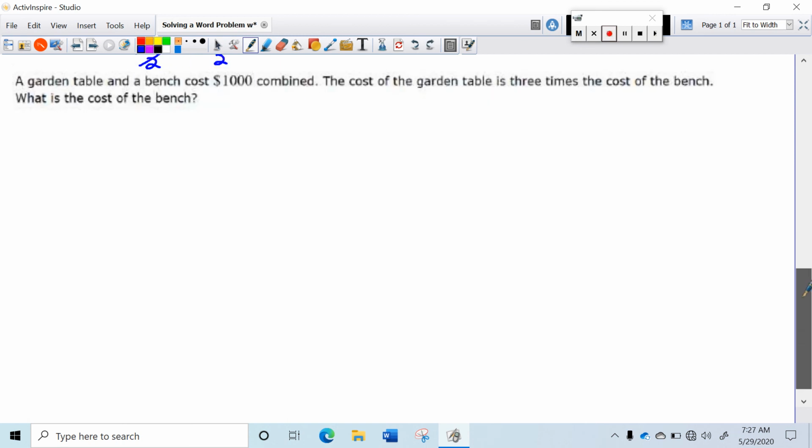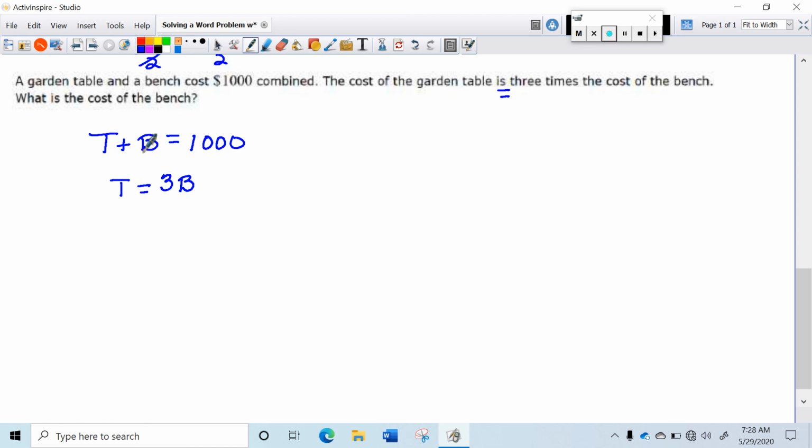The next one, a garden table and a bench cost $1,000 combined. So we have a table and we have a bench, and their combined total is $1,000. The cost of the garden table is, there's the equal sign, so the table is 3 times the cost of the bench. Well, when you're talking about times, you just stick the number to the letter, like that.